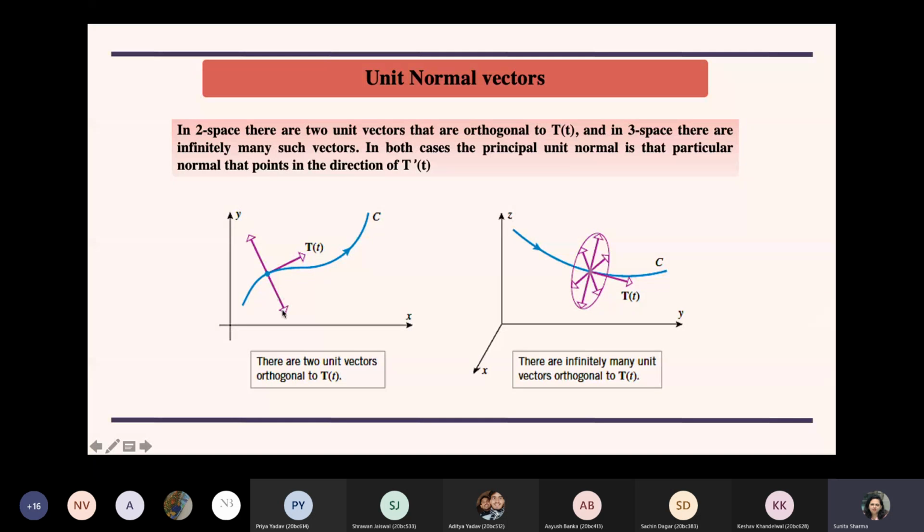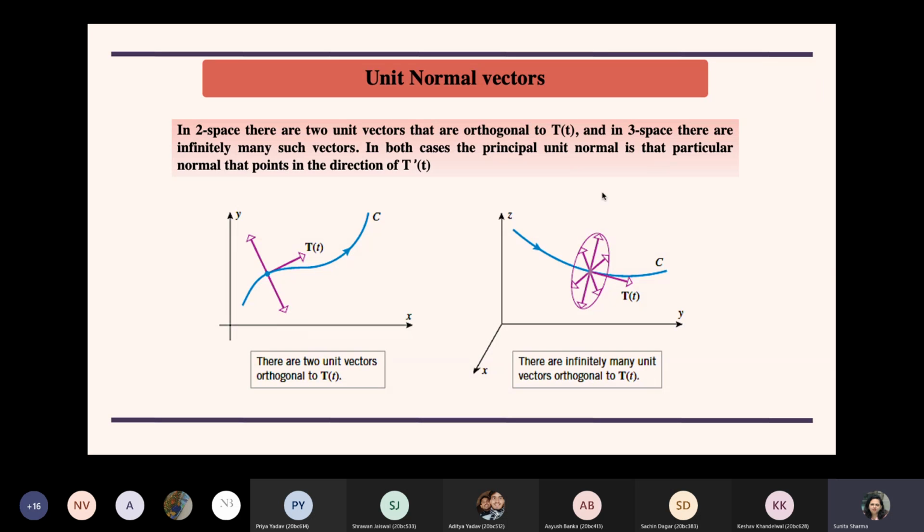So these vectors are both orthogonal to this tangent vector, but we would call only the one which is the unit normal, or the principal unit normal, the one pointing in the same direction as T dash. So if we find the vector T dash(t) by differentiating T, whatever is the direction of T dash, the orthogonal vector in that direction we call the principal unit normal. If we take the unit vector, then it is the principal unit normal, or we can also call it the principal normal if we are not dividing by the magnitude.